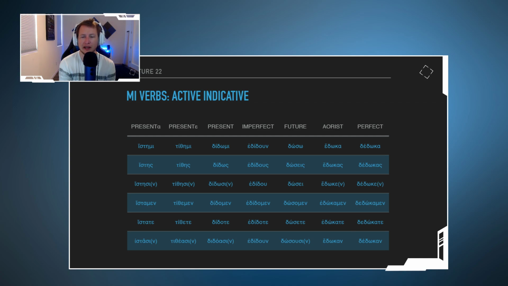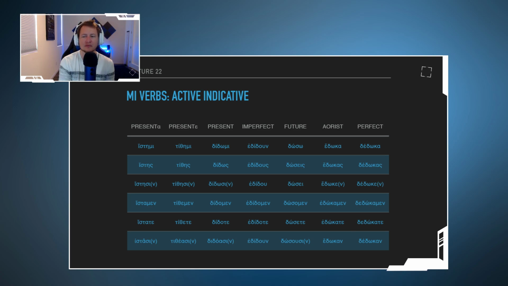In the future, you add the sigma. That's the sigma tense formative. Dōsō, dōseis, dōsei, or dōsē, dōsomen, dōsete, dōsousin. So I will give, you will give, he will give, we will give, you all will give, they will give. In the aorist, you see the kappa alpha. Edōka, edōkas, edōken, edōkamen, edōkate, edōkan. So I gave, you gave, he gave, we gave, you all gave, they gave.